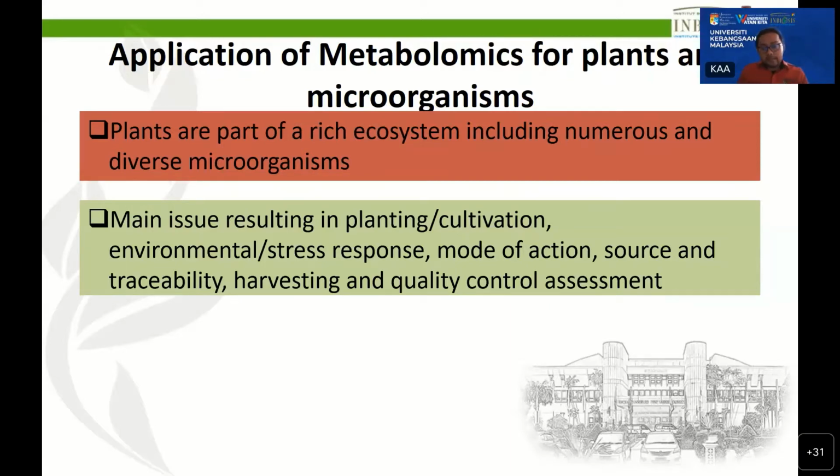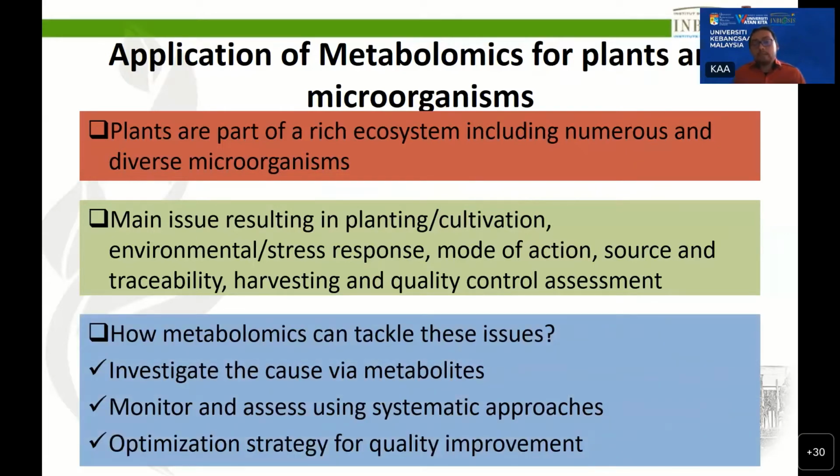So when we talk about plants, of course we will be talking about planting or cultivation, and the environmental stress response faced by the agriculture sector, for example. What are the modes of action, and how do these plants and microorganisms act or respond towards certain conditions? Source and traceability, or when we talk about adulteration, for example food security, harvesting and also quality control assessment, we want to have good quality products at the end of, for example, agriculture or towards co-cultivation of microorganisms.